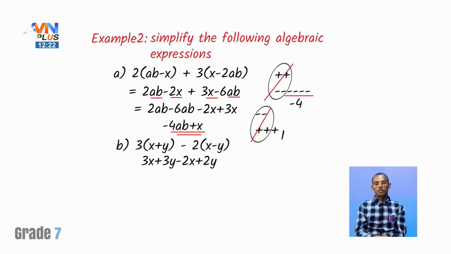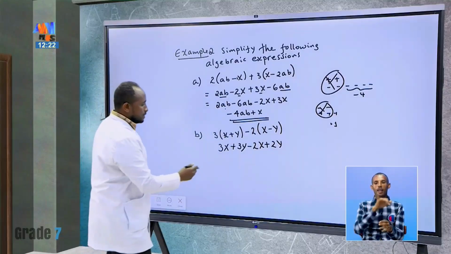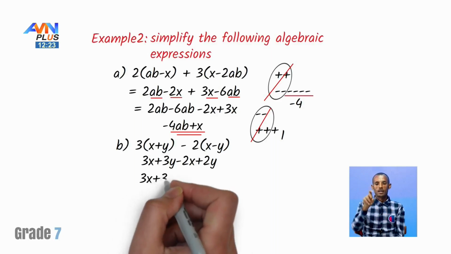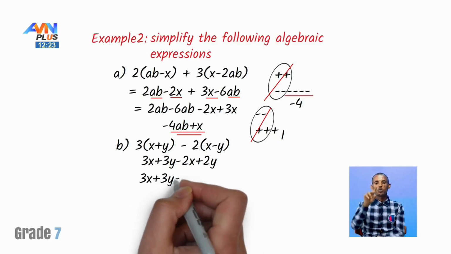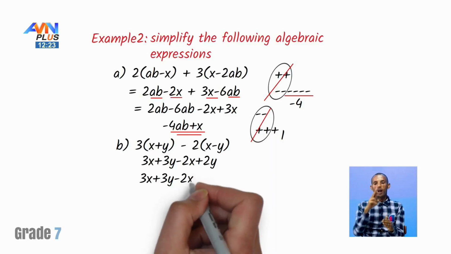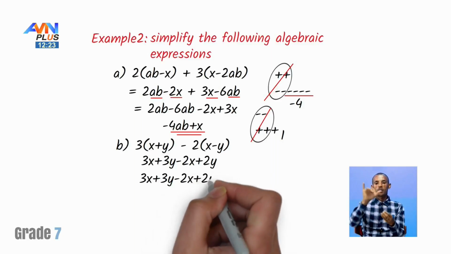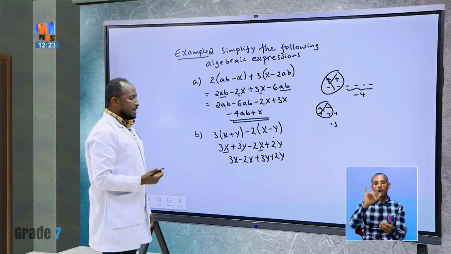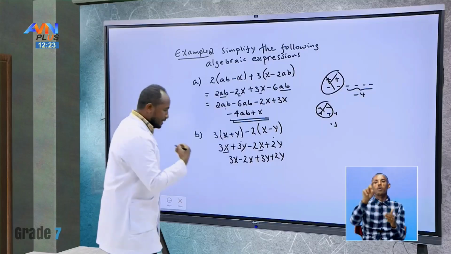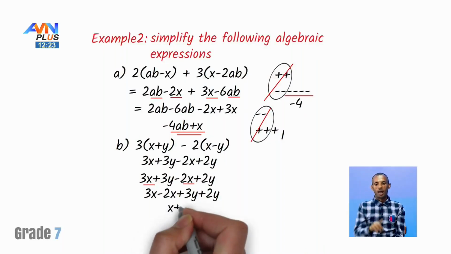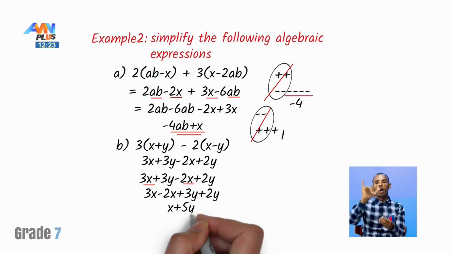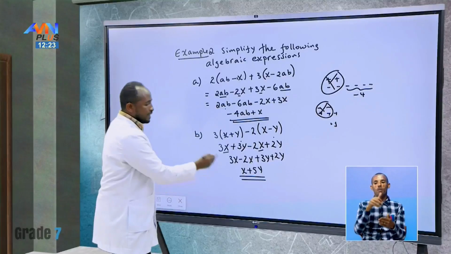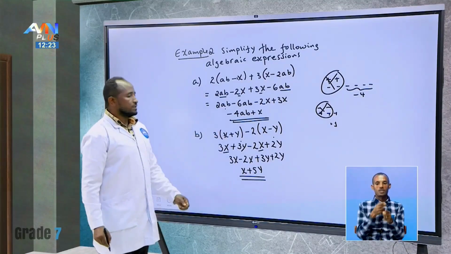Now, we collect like terms. Here you have 3x and minus 2x, and 3y and 2y are like terms, so you have plus 3y and plus 2y. What will be the sum of 3x and minus 2x? You have 1x. It is positive x. Plus 3y plus 2y gives you what? It is 5y. These two are not like terms, so we leave the answer as it is. This is the simplified answer for this expression.